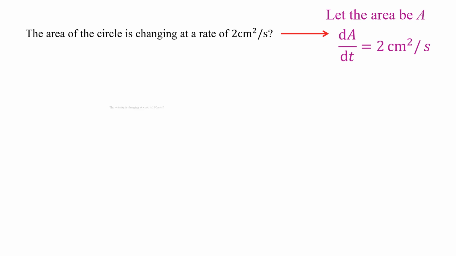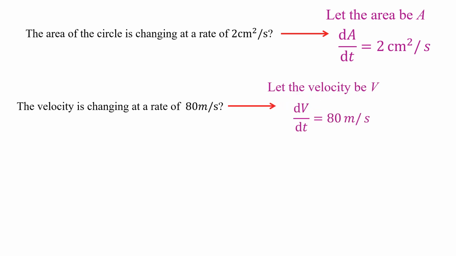Let's have another example. Supposing I'm given that the velocity is changing at the rate of 80 meters per second. If I let the letter V represent velocity, then converting 80 meters per second into mathematical symbols, it will be dV over dt equals 80 meters per second.